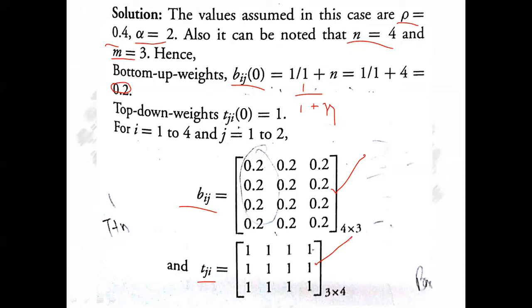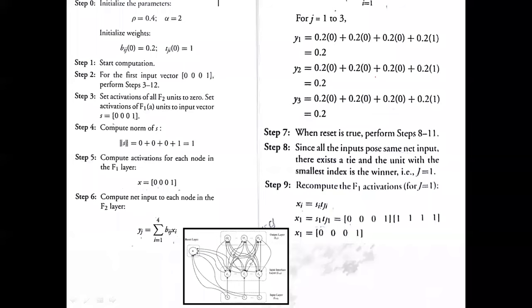Let them be initialized by 1, meaning 1 is assigned to each weight. Okay, now move to the next step. In the first step, we initialized the parameters with these values, and now we move to step number 1. Start computation and pick up the first pattern, which is equal to 0001.